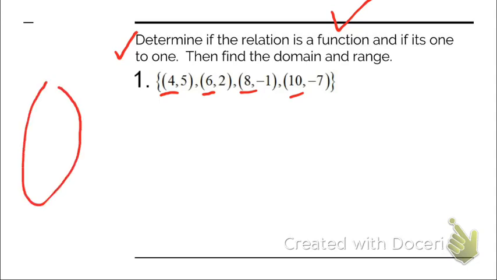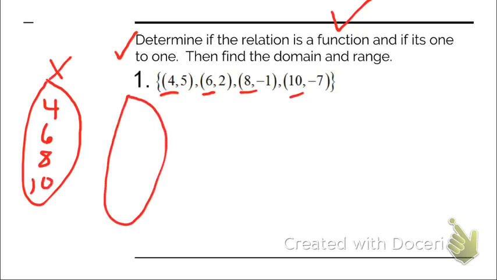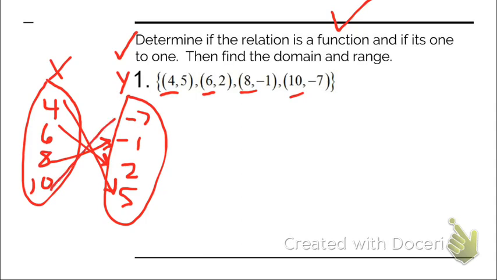If I were to make a map of this, 4, 6, 8, 10, and then a map, so there are my x values, there are my y values, and then graph the y values, so we'll graph them in order, -7, -1, 2, and 5. So 4 goes to 5, 6 goes to 2, 8 goes to -1, 10 goes to -7. So because there's one arrow coming from all the numbers in my domain, and each number in the range has exactly one arrow pointing towards it, that's another way to visualize that it's a function, and also it's one-to-one.